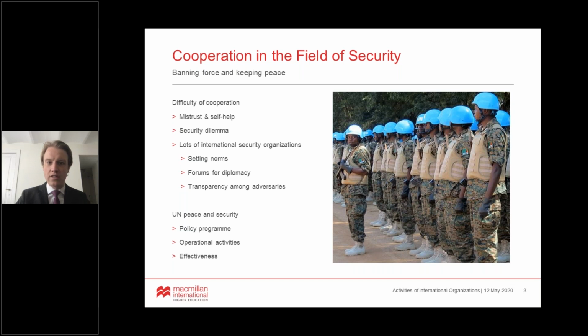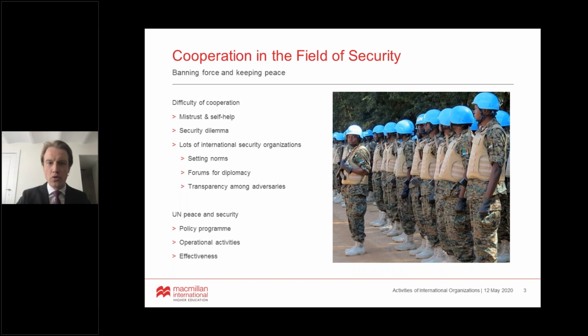That's an activity that the International Atomic Energy Agency does, creating some transparency about adversaries, and then perhaps breaking the cycle. So there are different ways in which international security organizations are being utilized to provide peace and security. Now, what I'm really going to be zooming in on today is what the United Nations does in the field of security. And I'm really looking at three things.